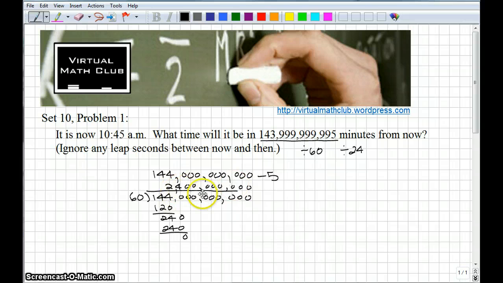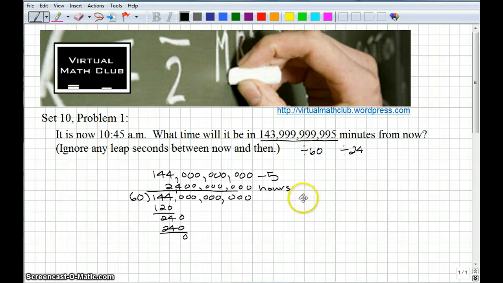Alright, so we have 2,400,000,000, and this now is hours. Okay, so we had 144 billion minutes. If we divide that by 60, because there's 60 minutes in an hour, now we have hours. Okay? So now we have 2,400,000,000 hours. So how many days is that?